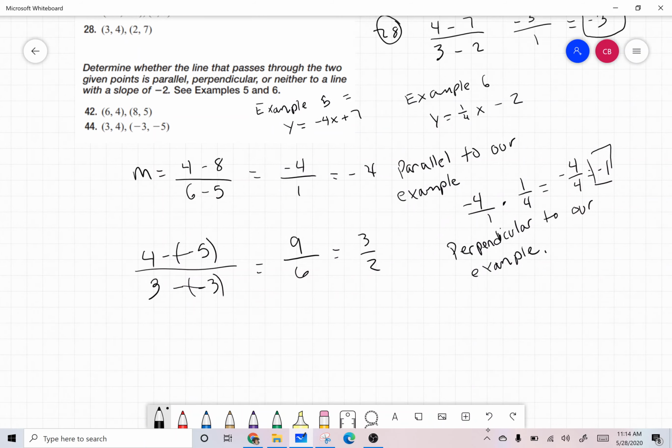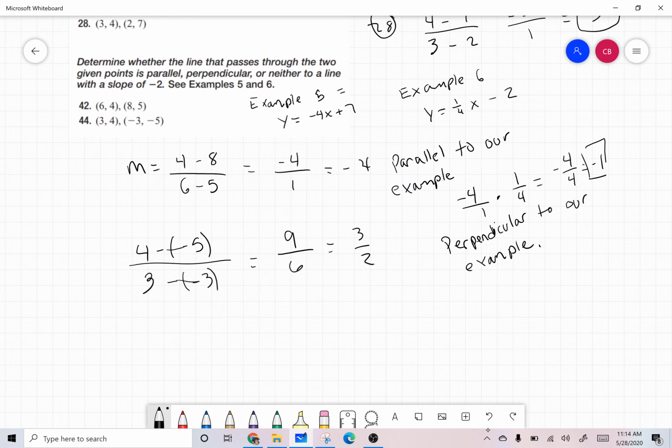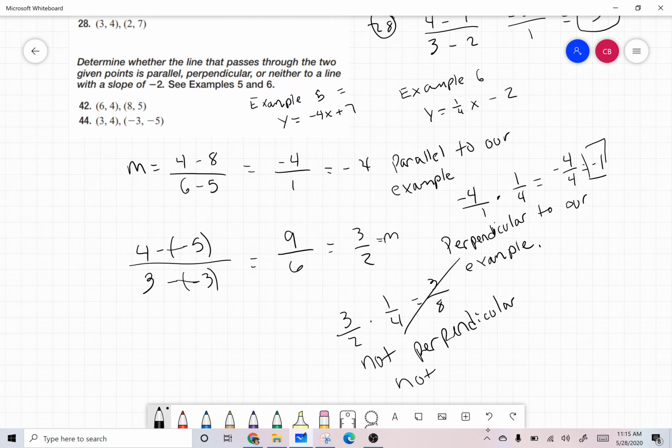Okay, so since that's 3 halves, that is not parallel. Since m is equal to 3 halves, that's not parallel to negative 4. That's not parallel to 1/4, or perpendicular to 1/4, right? Because 3 over 2 times 1/4 is going to equal 3 over 8, which is not negative 1. Not perpendicular. Not parallel. So it's neither.